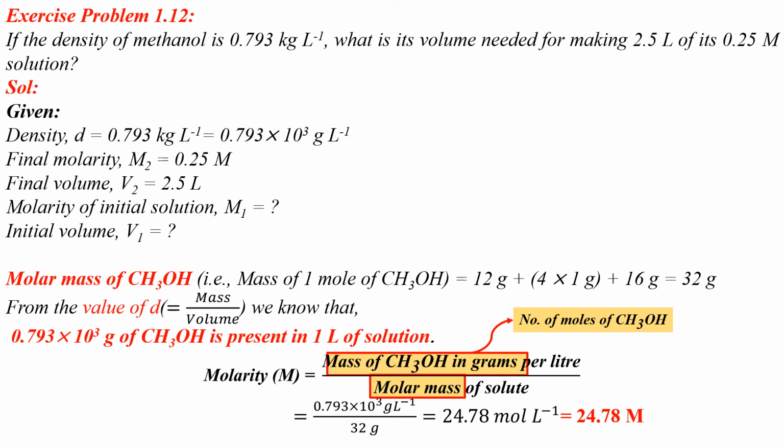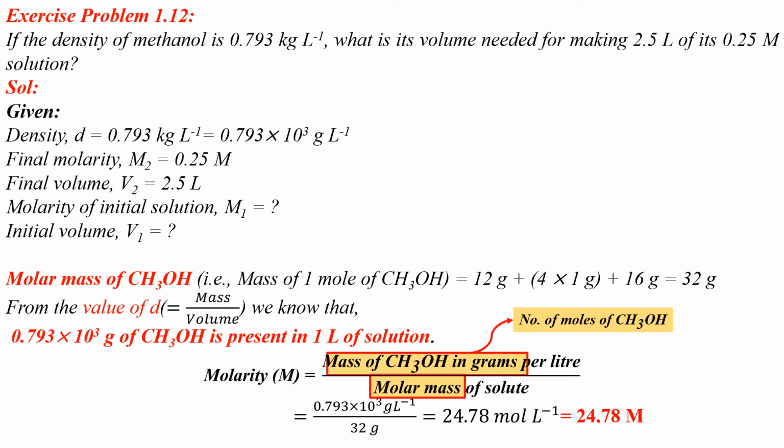Now, molarity is given by mass of methanol in grams per liter divided by molar mass of methanol. You know the mass of methanol in grams per liter. According to the value of density given, it is 0.793 into 10 power 3 grams per liter. Okay, we just calculated the molar mass of methanol. We write the value in the denominator. On solving this, you get an answer of 24.78 moles per liter.